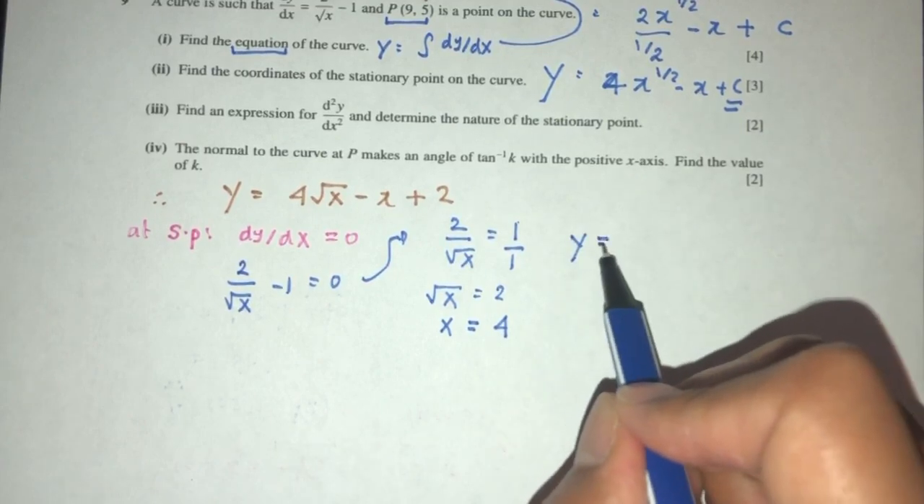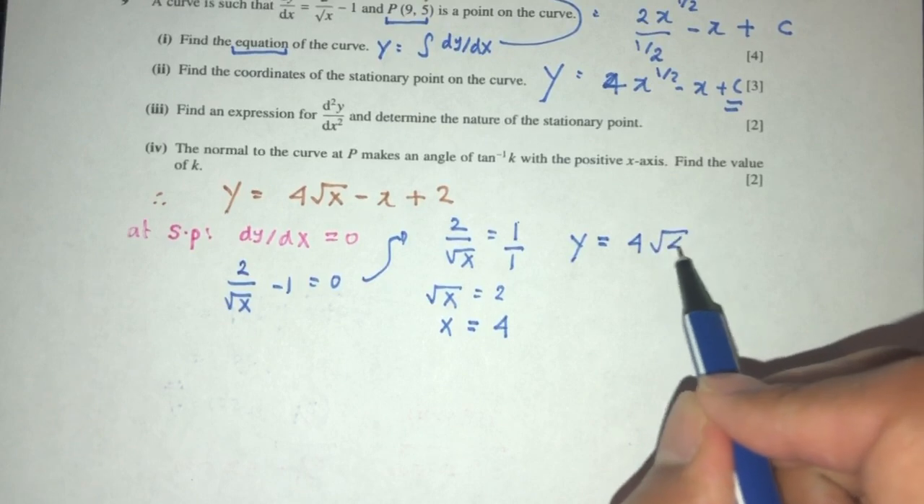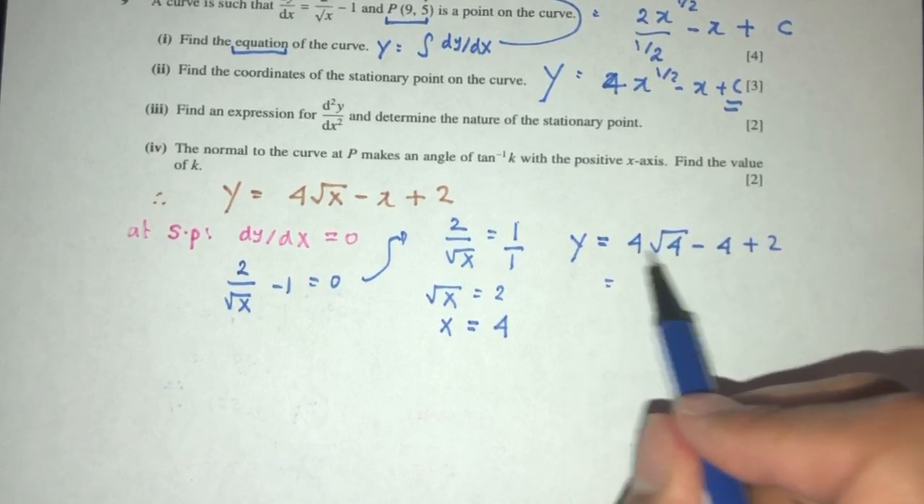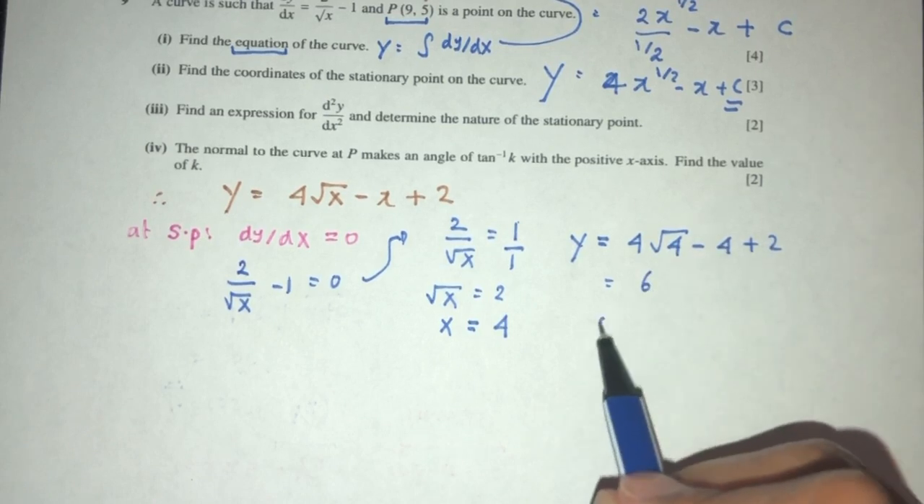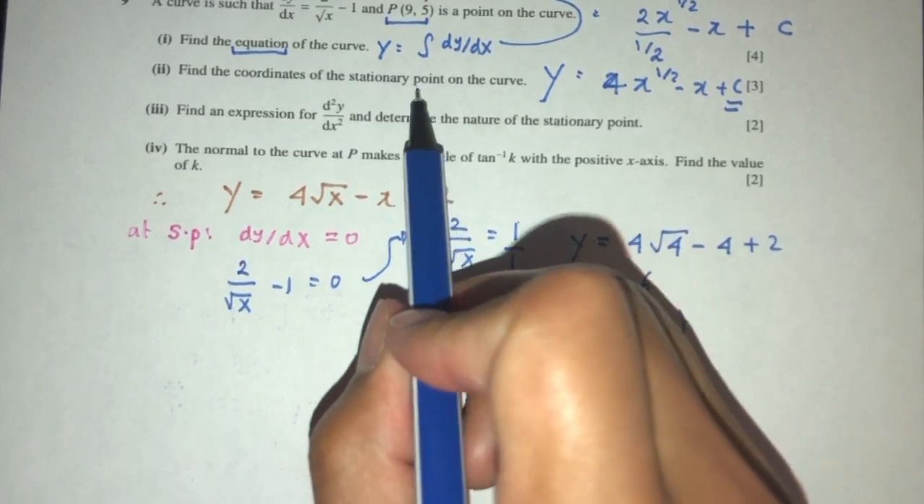Now what is the y value? Y will be found by replacing back in your equation. That will be 4 times root 4 minus 4 plus 2. That should be 4 times 2 is 8. 8 minus 4 is 4, plus 2 is 6. So the point is (4, 6). That is my stationary point, only one point.